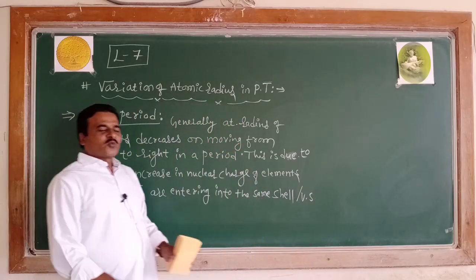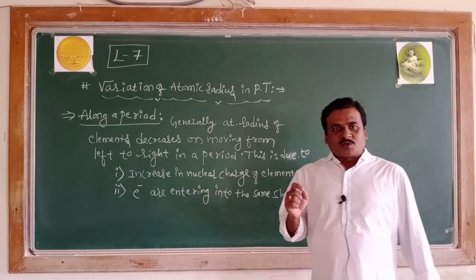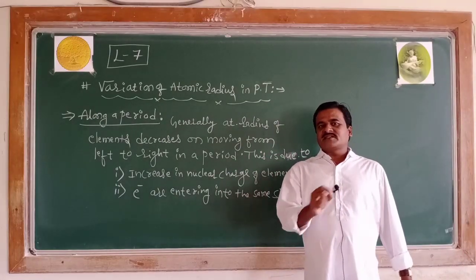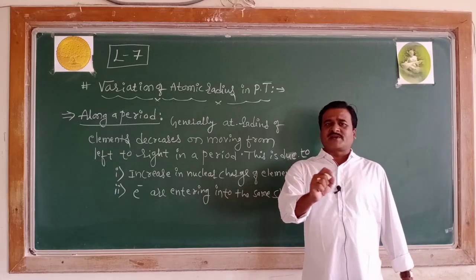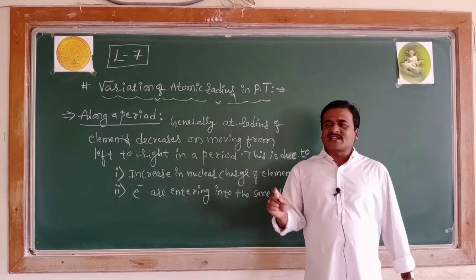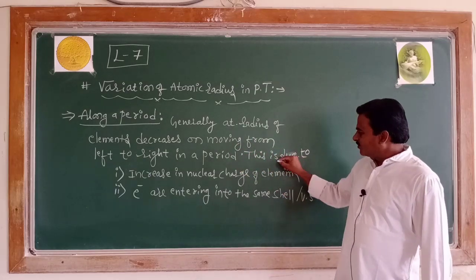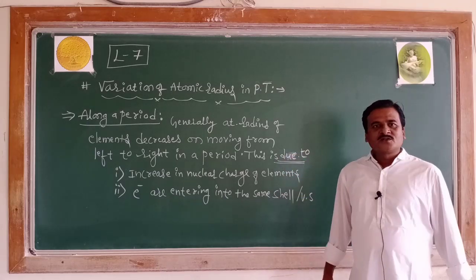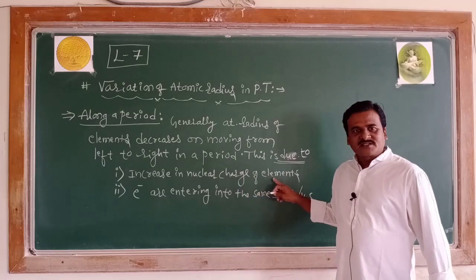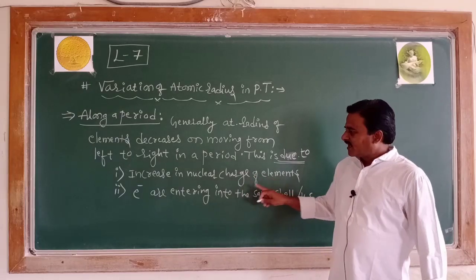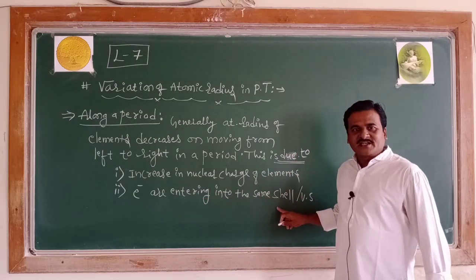Well students, as I said, what about the variation of atomic radius along a period? The atomic radius of any element in a period decreases on moving from left to right in the periodic table. This is due to, remember these two points, the increasing nuclear charge of an element in a period, followed by electrons entering into the same valence shell.